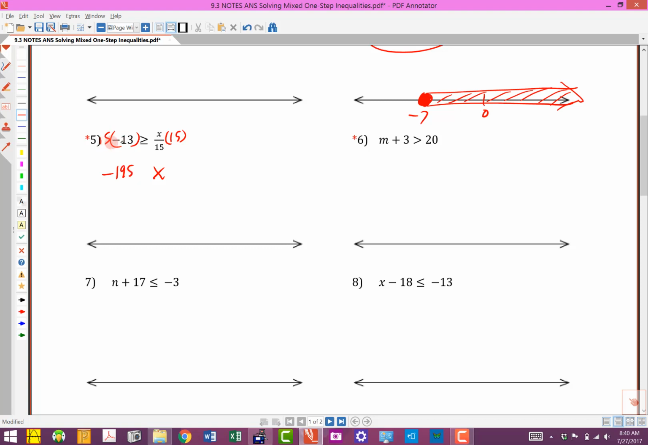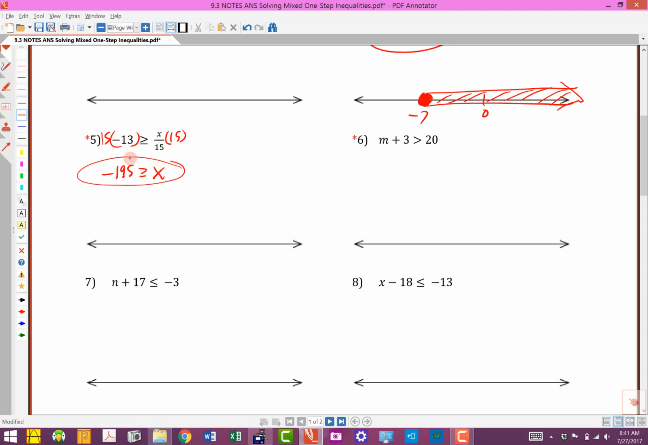Gosh, we multiplied 15 by negative 13, so we need to switch the direction. Is that the right idea? We multiplied by negative 13, so we need to switch the direction. That is not the right idea, because it's not what this number is, it's what we're doing to both sides. And what we did to both sides is we multiplied both sides by a positive 15. If we're multiplying by a positive, it doesn't change the direction.